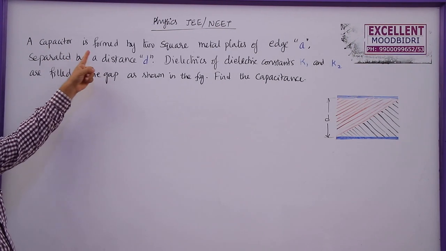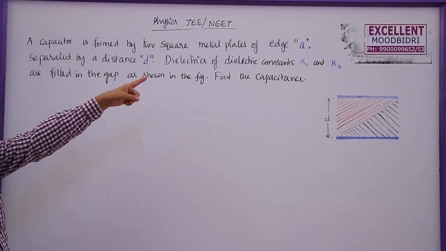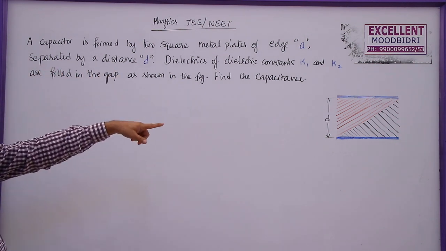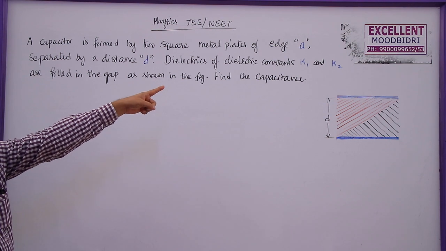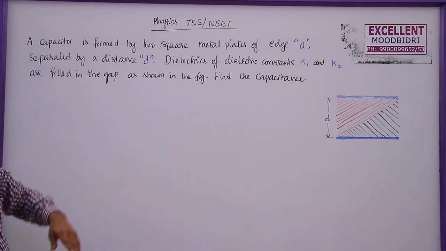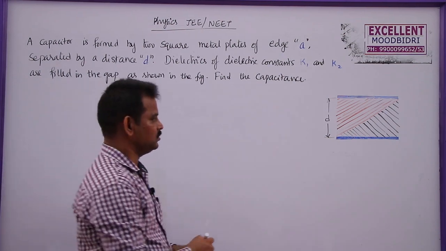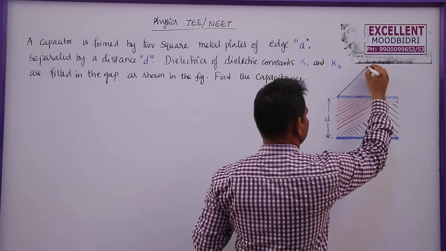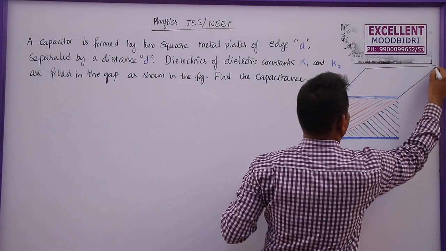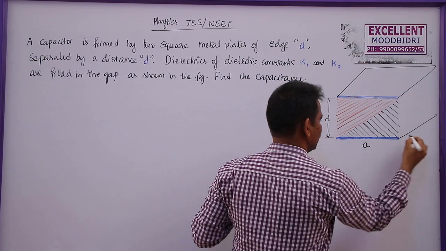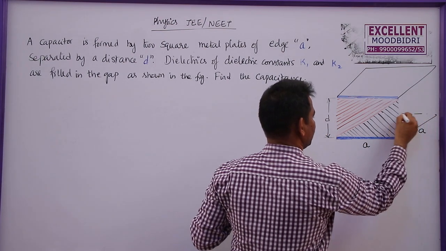A capacitor is formed by two square plates of edge A separated by distance d as shown in the figure. Dielectrics of dielectric constants K1 and K2 are filled in the gap as shown in the figure. Find the capacitance of this capacitor. So this is a square plate, this is the first plate, this is the second plate. The edge of this one is A and this is also A as it is a square plate.